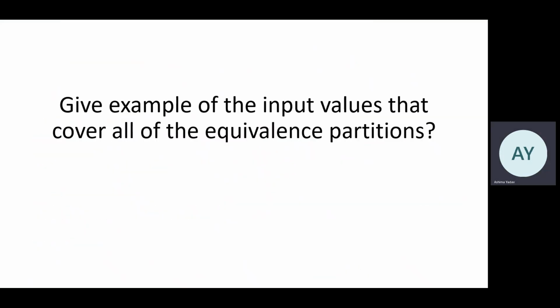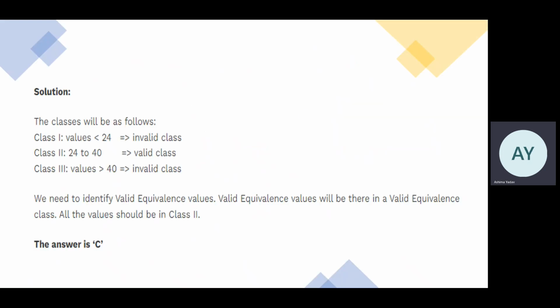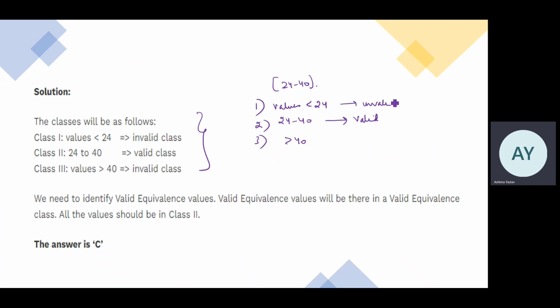Now, let's say the question asks to give an example of input values that cover all the equivalence partitions. If you see here, we have defined three classes because we have the 24 to 40 range in the question. First class is values that are less than 24. Second is values that are between 24 to 40. And third is values that are greater than 40. And obviously only the second case will be valid. The rest two will be invalid.